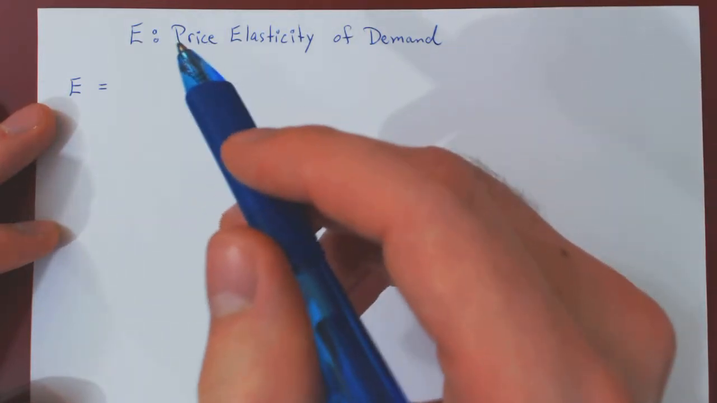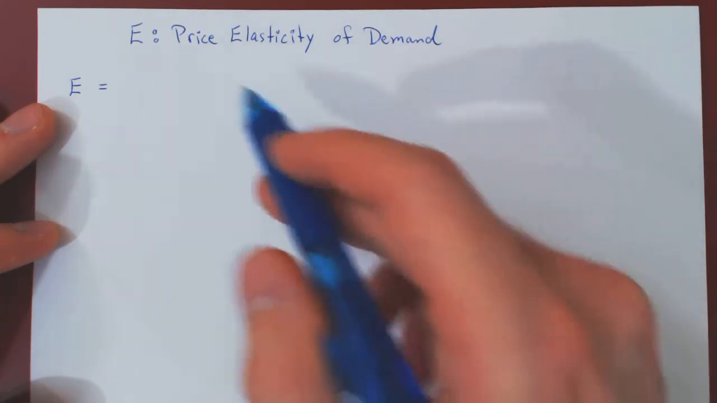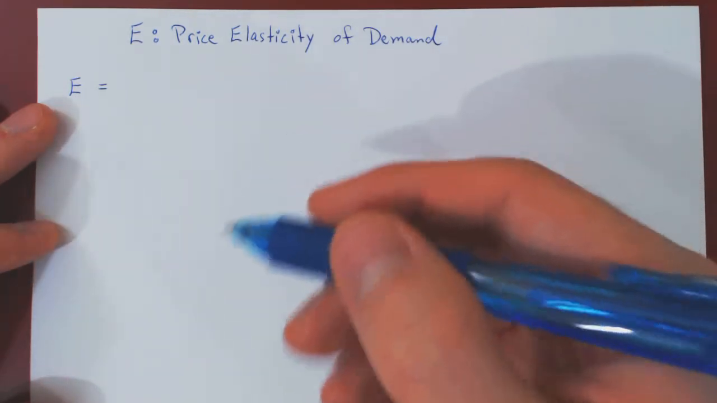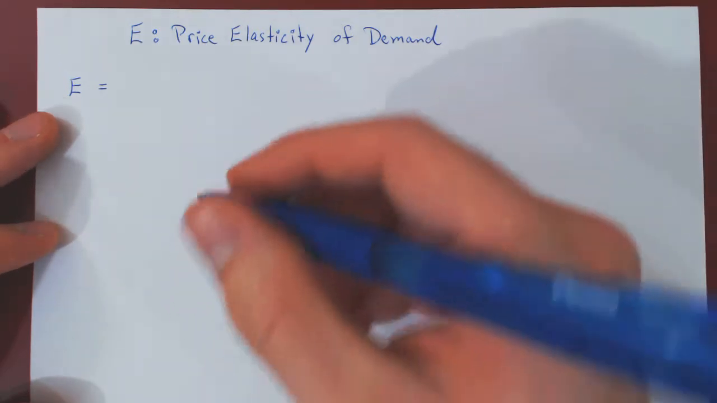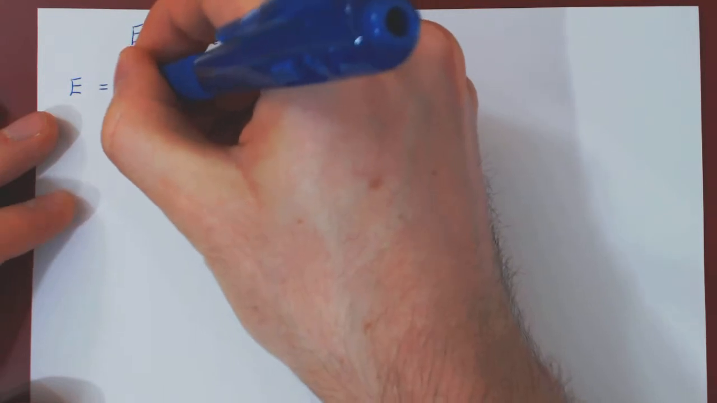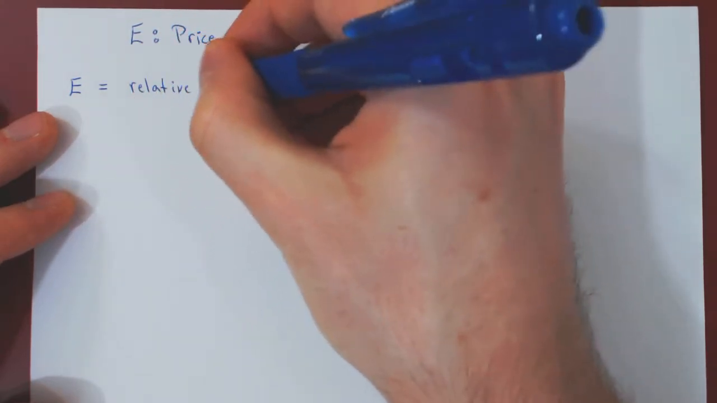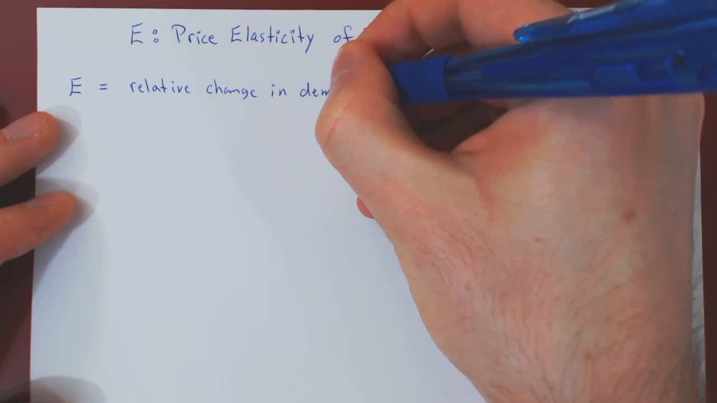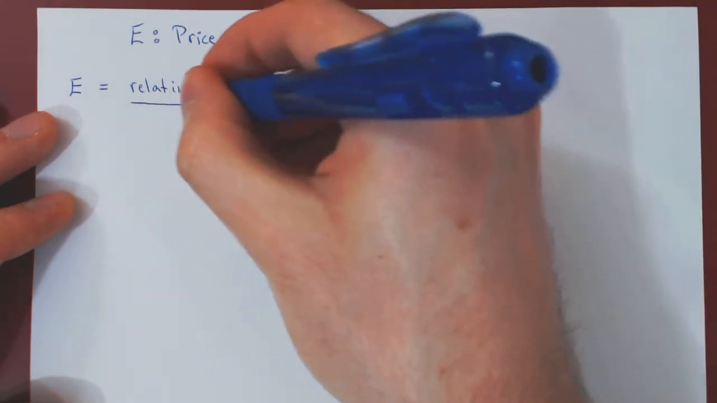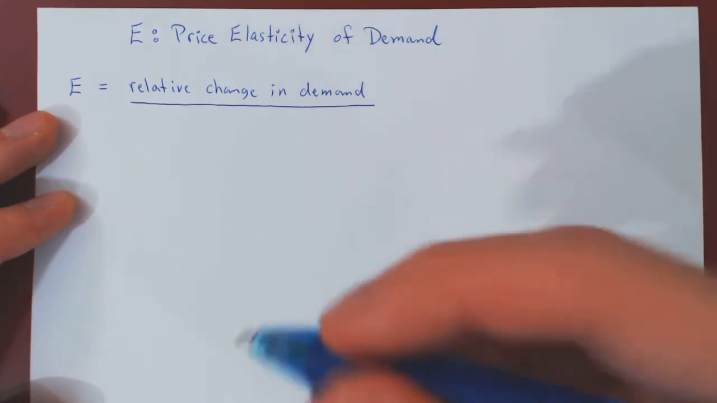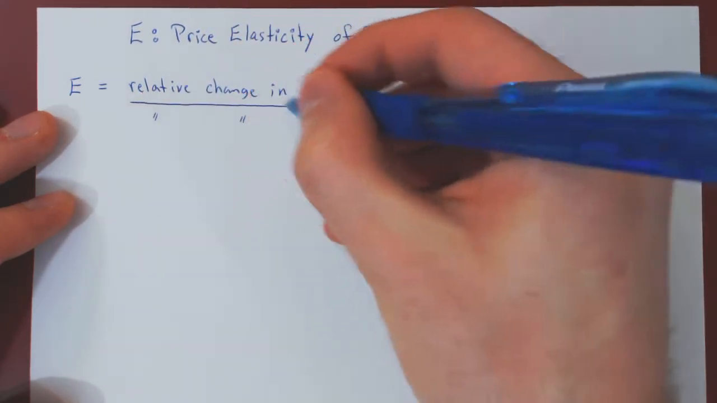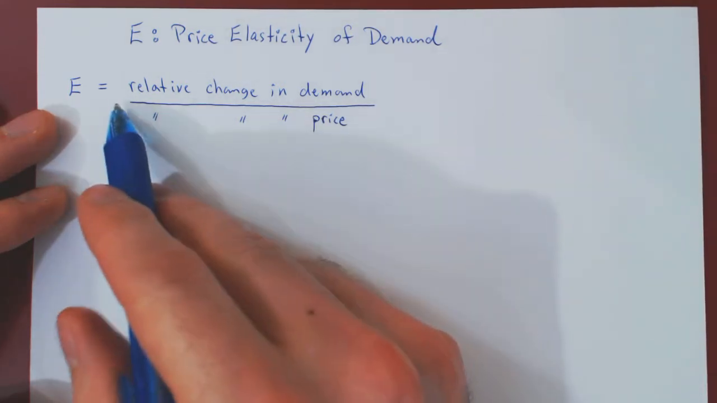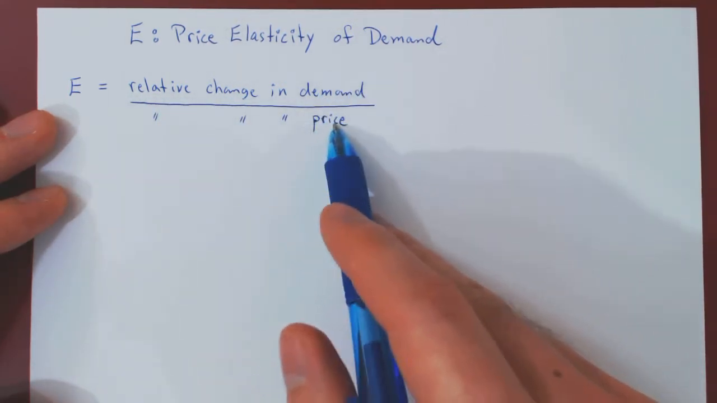Okay, so in this video, we want to introduce the notion of price elasticity of demand, which we will simply denote as E for elasticity. First, how is E defined? E is the ratio of the relative change in demand over the relative change in price. So it's comparing a relative change in demand over the relative change in price.